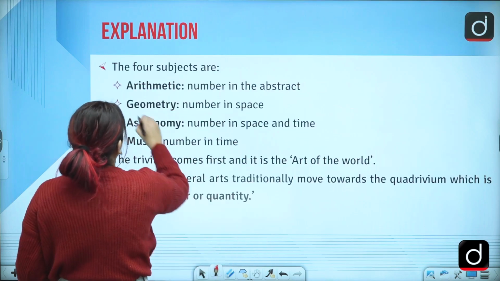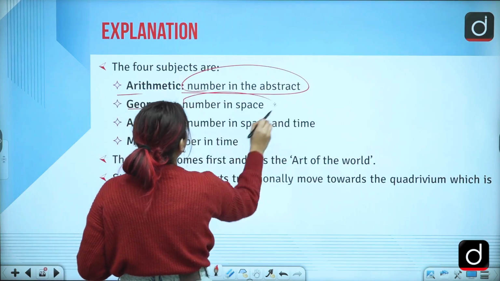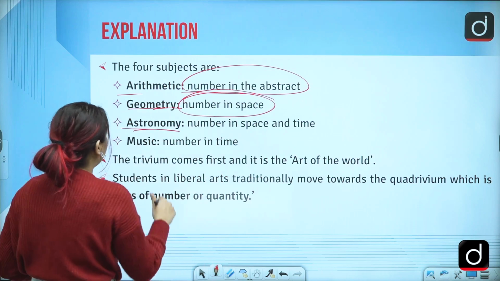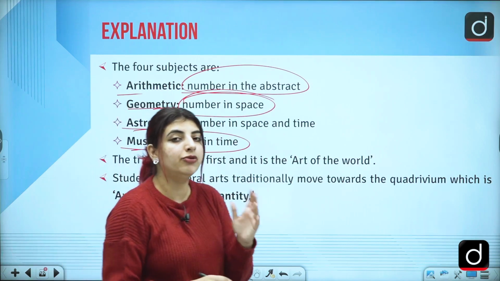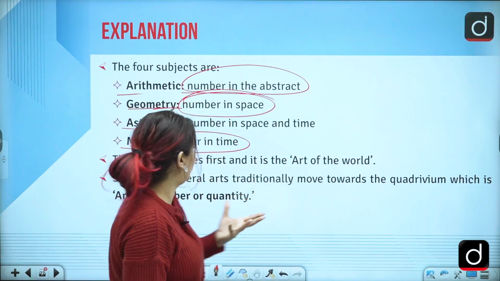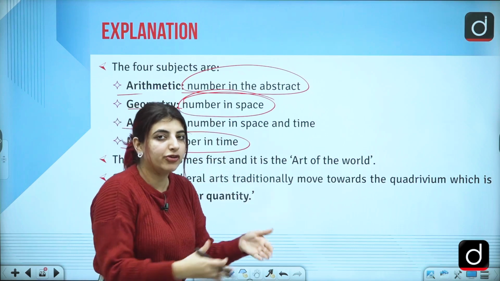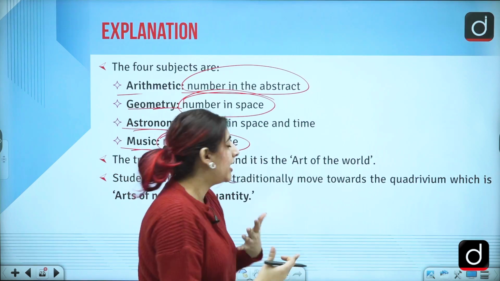The four subjects: arithmetic, numbers. Geometry, numbers in space. Astronomy, numbers in space and time. And music, number in time, how the music is played and at what time, correct? The trivium comes first and is the art of the word. So the trivium is one thing and then we reach the quadrivium, correct?